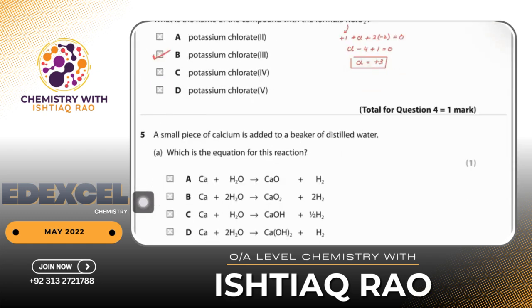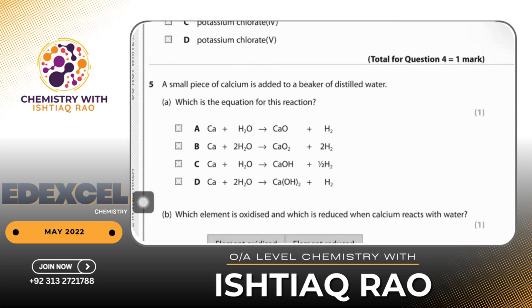Potassium chlorate 3. Question 3: A small piece of calcium is added to a beaker of distilled water. What is the equation for this reaction? Small piece of calcium. Calcium is reactive metal. So distilled water, calcium would be reacting with water to produce hydroxide. They are not saying that we are going to react with hot water. With hot water, it's going to produce oxide, but with cold water, or we can say at room temperature, it would be producing hydroxide. Since the charge of calcium is 2, that's why it should be D.